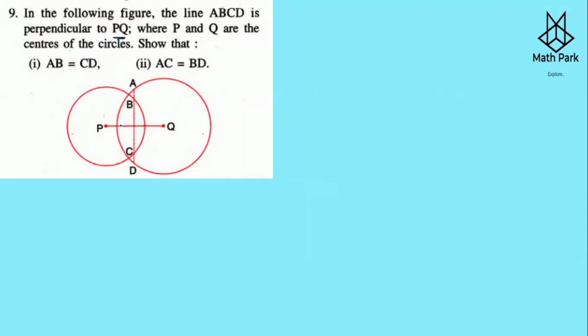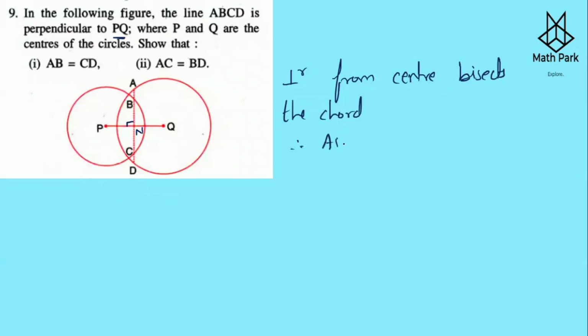ABCD is perpendicular to PQ. So this already we know that this is perpendicular and we know P is the center. Let us say this is point N. So PN is perpendicular to AB and QN is perpendicular to AD again. So therefore, we have perpendicular from center bisects the chord. Therefore, you have AN is equal to DN, and also you have BN is equal to CN. So let this be equation number 1 and equation number 2.